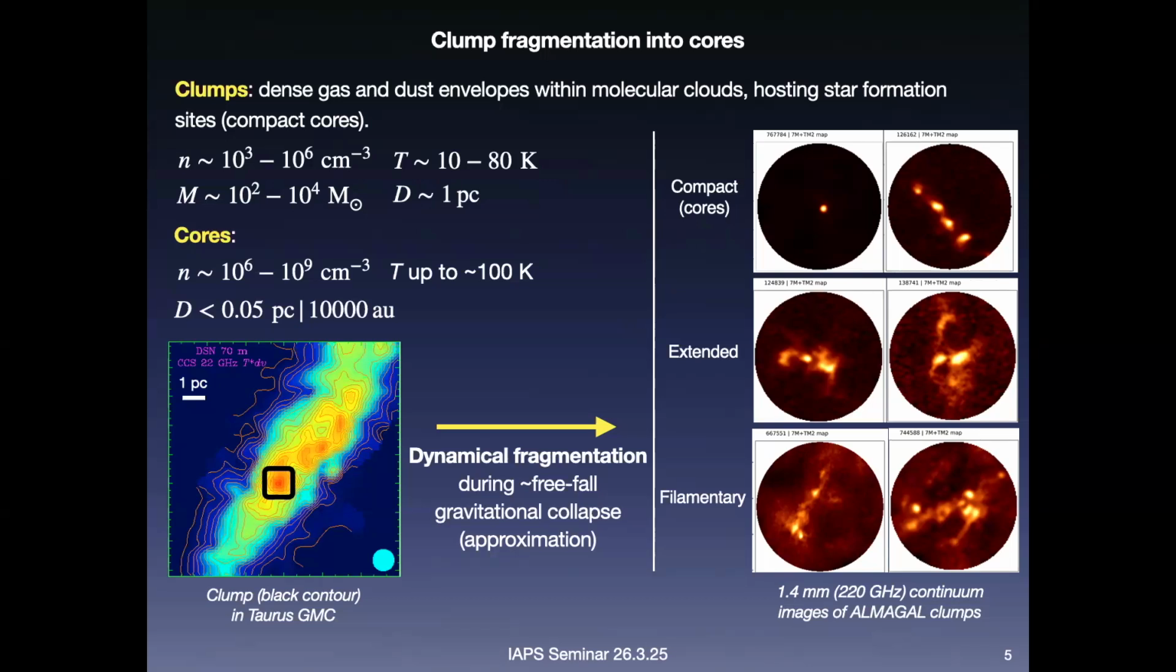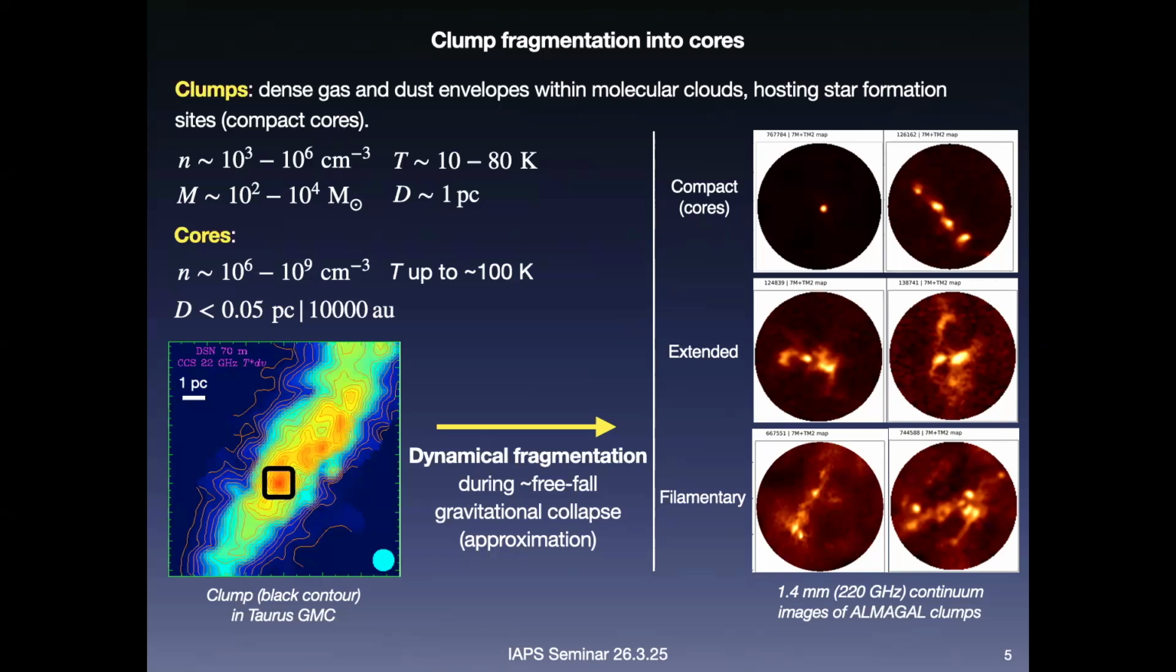But basically, the clumps can fragment into a wide variety of compact fragments of smaller scales. And we can see here a sketch of some example ALMAGAL maps where I want mostly to highlight the different morphologies that we observe in our clump images. So we observe clumps with more isolated and bright compact sources, which can be more easily identified as potential cores. But we also observe clumps with more extended and complex emission patterns, and also structures which seem to be somewhat aligned in filamentary-like structures.